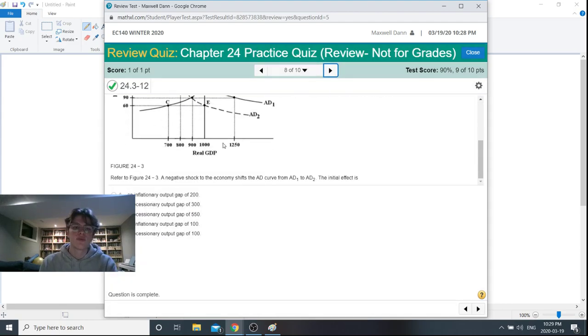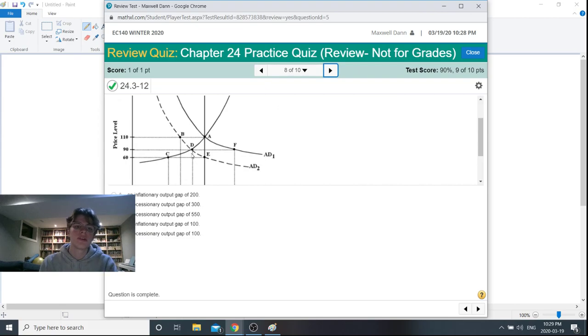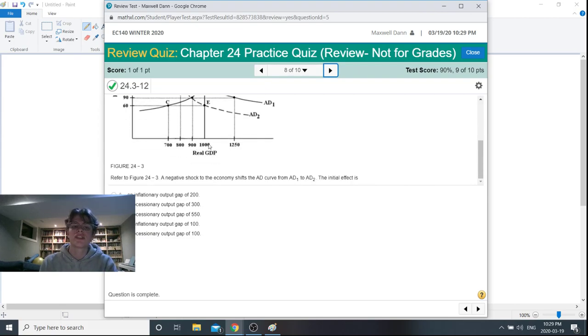Next, reading off the graph, super simple. It's to the left side of potential output, so it's a recession, and it's a difference of 100. Next.